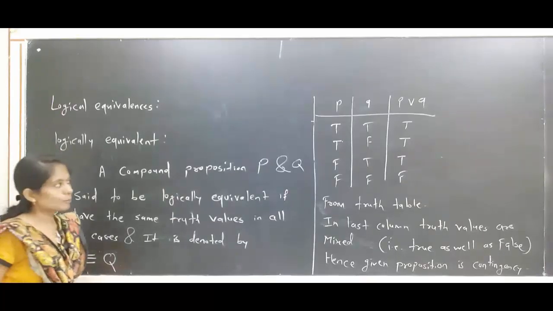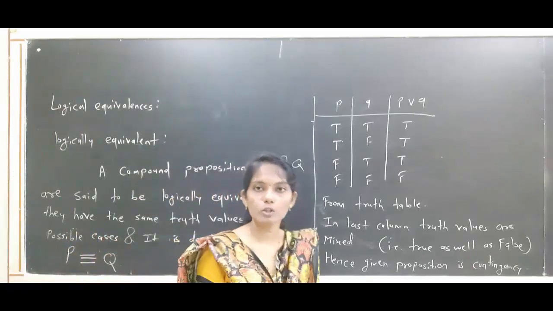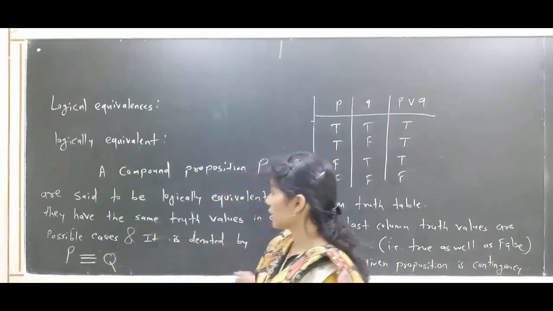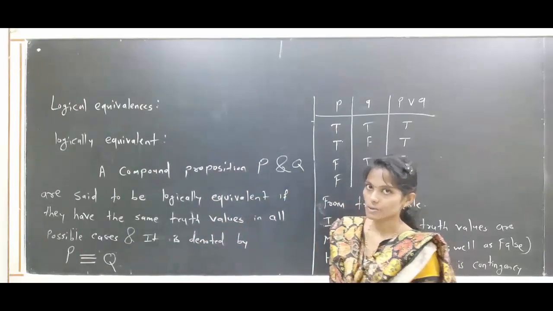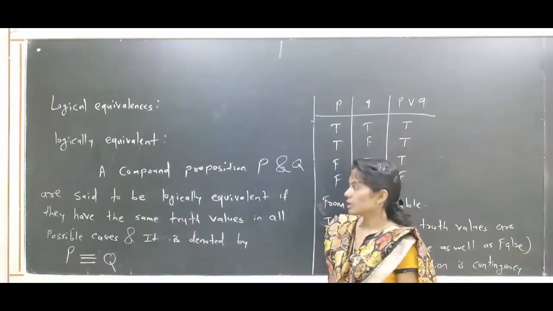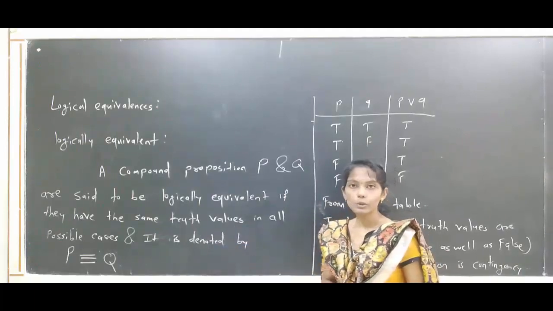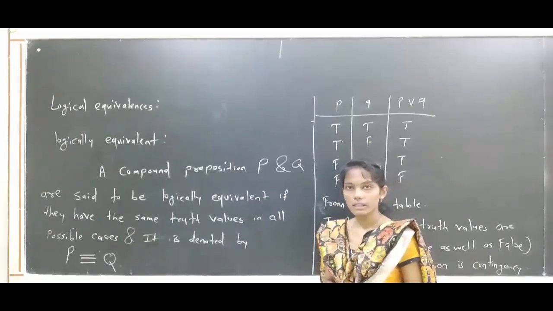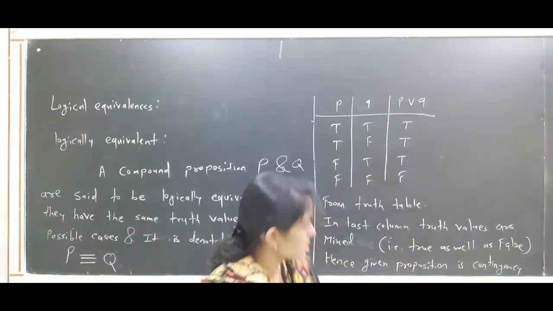So compound propositions P and Q are said to be logically equivalent if they have the same truth values in all possible cases. So it is called logically equivalent and it is denoted by P equivalent to Q. Okay, get it? Now we see the example of logical equivalence.